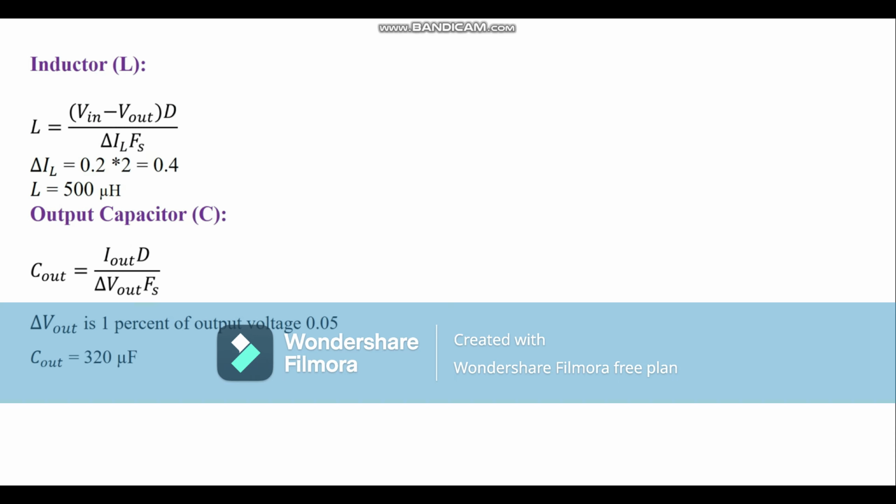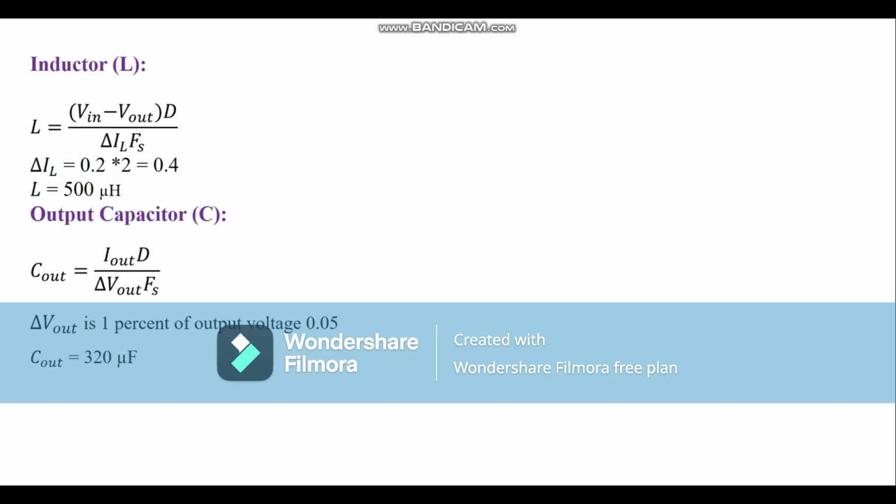The inductor value: the required inductor value can be calculated using the following formula: L is equal to (V in minus V out) into D divided by del IL into Fs, where Fs is the switching frequency and del IL is the desired inductor ripple current. Inductor ripple current is 20% of output current. Output current is 2 ampere. For the inductor value, choose 1.25 times the calculated value.